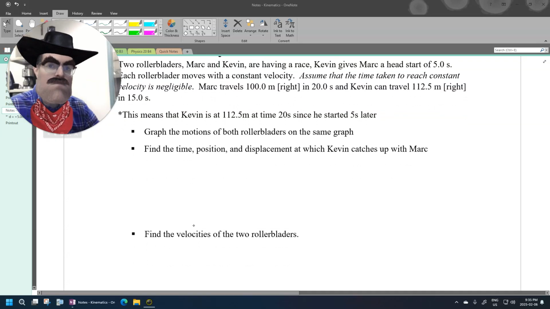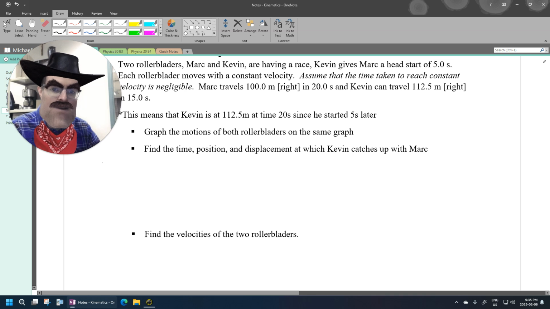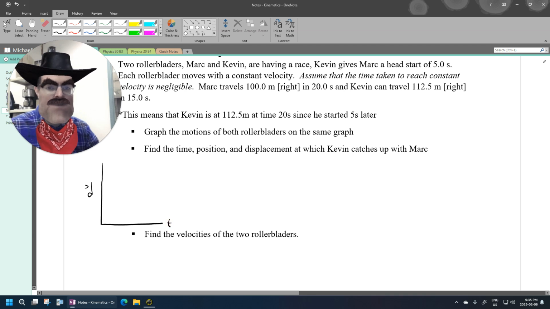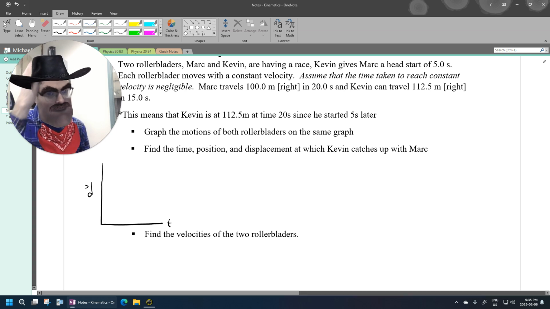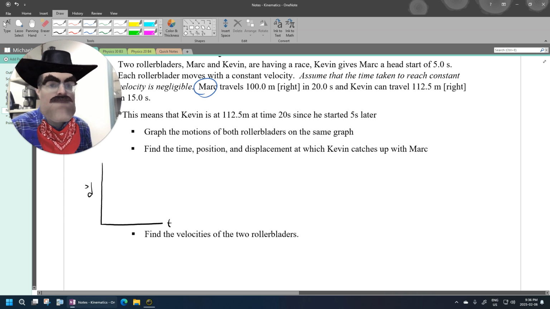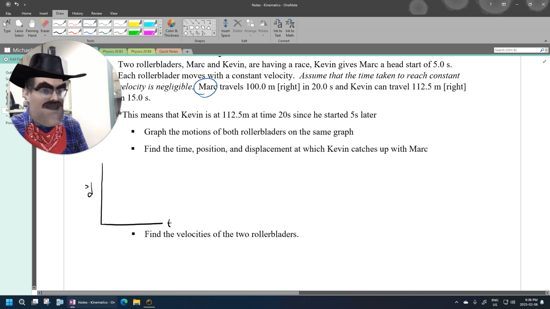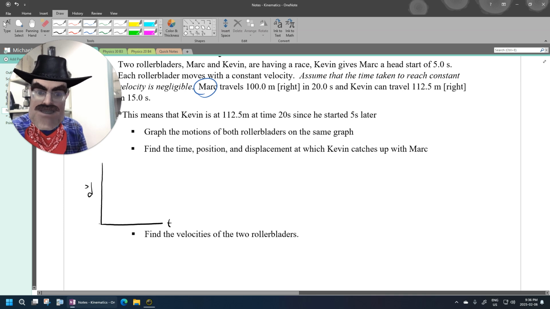Okay? So I'm going to create a position time graph here, just on the side, a nice little position time graph. And I'm just going to put some key points on here. I'm going to use some color coding because there are two individuals, just like up the top here, red and blue. I'm going to make Mark blue. All right. So Mark gets the head start of 5 seconds, so he's going to start first.